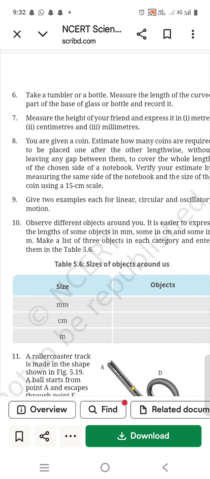You have to do it yourself. And the ninth also is your homework. The 10th, 11th, 12th, 13th are your homework.